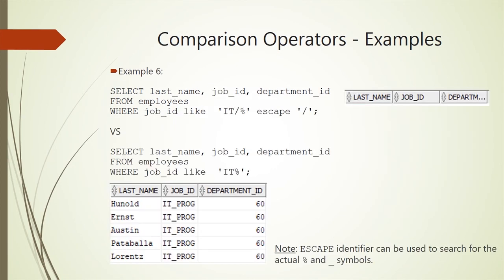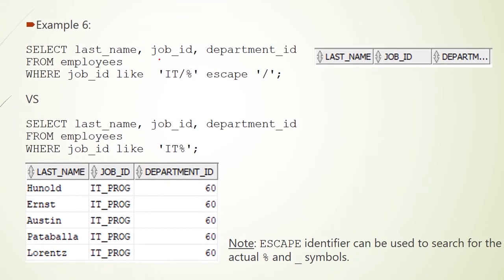Let's have a look at this example. Example 6. Select last_name, job_ID, department_ID from table employees where job_ID like 'IT/%' escape '/'. As we said before, underscore represents 1 and only 1 character. It can be any character. Percent represents 0 or more characters. The character can be anything, A, B, C, D, 1, 2, 3, anything.